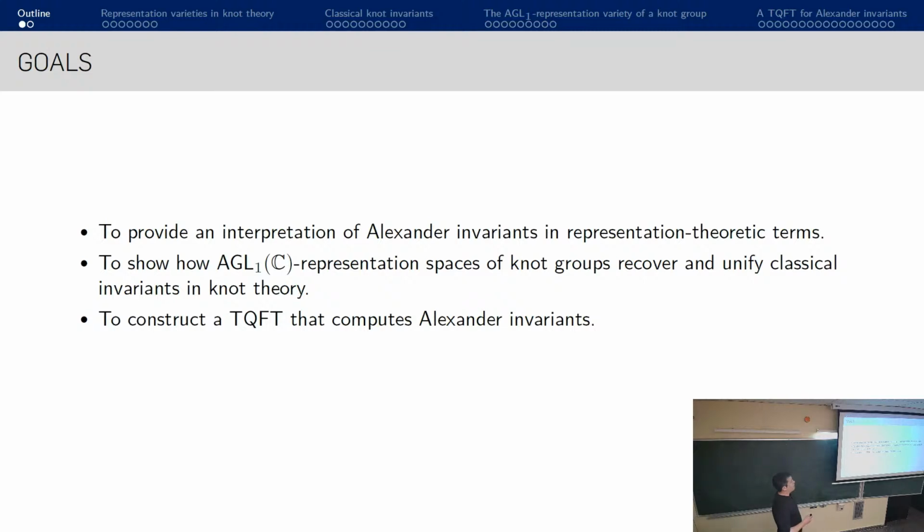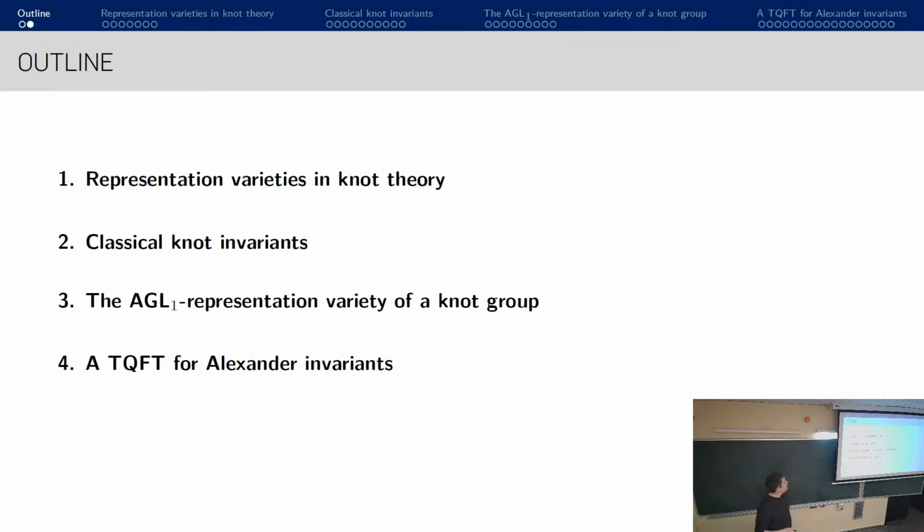And then, apart from unification, we'll use it to construct a TQFT that computes those Alexander invariants. I'll say what we're working on right now, but it gives new formulas and new ways of thinking about the Alexander polynomial. And this is pretty much the outline of the talk. I'm going to start describing what I mean by representation varieties, by character varieties, especially focusing on knot theory. Then in section 2, I'm going to give a brief introduction to the Alexander polynomial and the Alexander module. And then 3 and 4 will focus on this tree, okay?